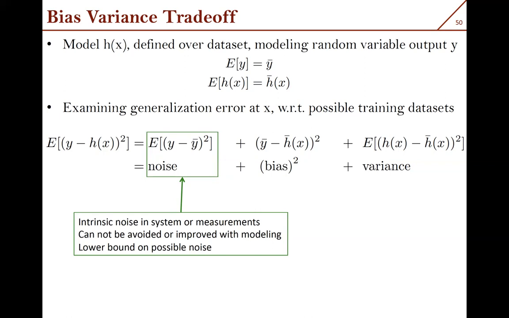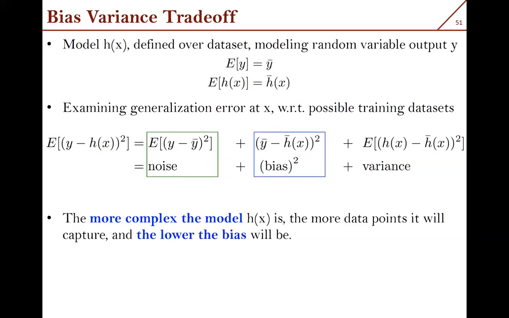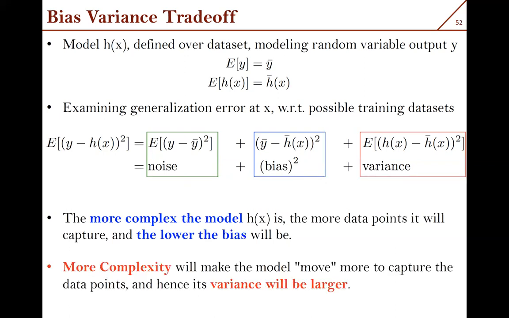On the other hand, if you have a more complex model, you will capture more data points, and the lower will be the bias. So your y bar will be close to the h bar. But if you go to a more complex model, you will remain prone to tiny deviations in a data point, which will make it too unstable. So it will bring more variance into your model.